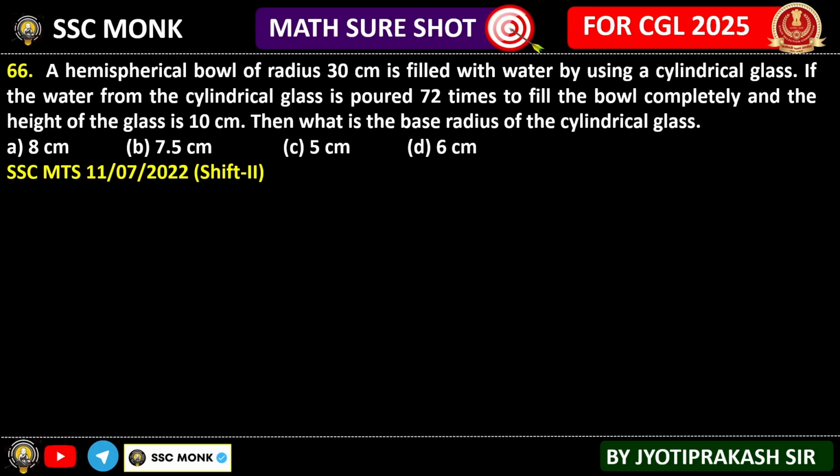Next, a hemispherical bowl of radius 30 cm is filled with water by using a cylindrical glass. If the water from the cylindrical glass is poured 72 times to fill the bowl completely, then the height of the glass is 10 cm. What is the radius?